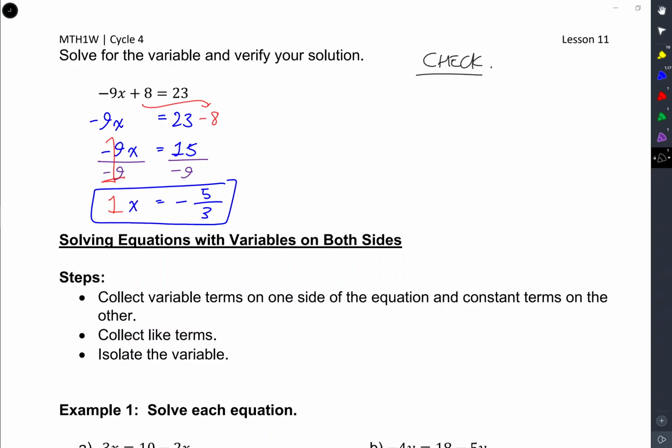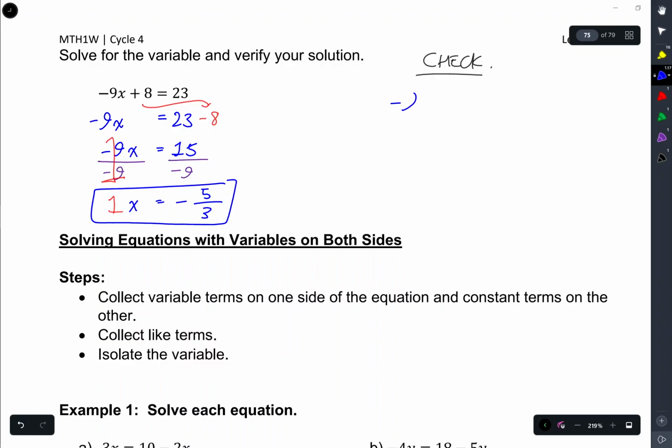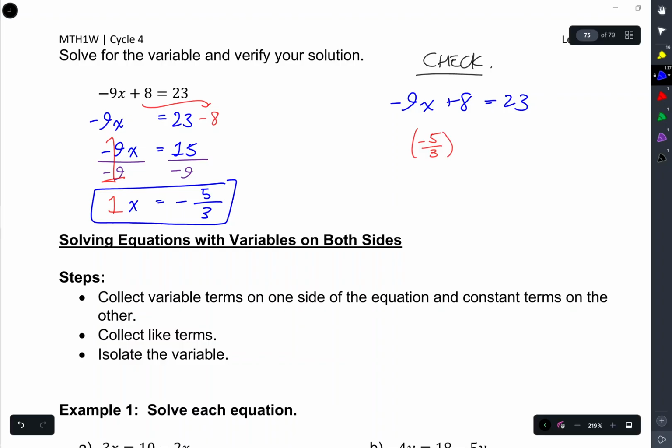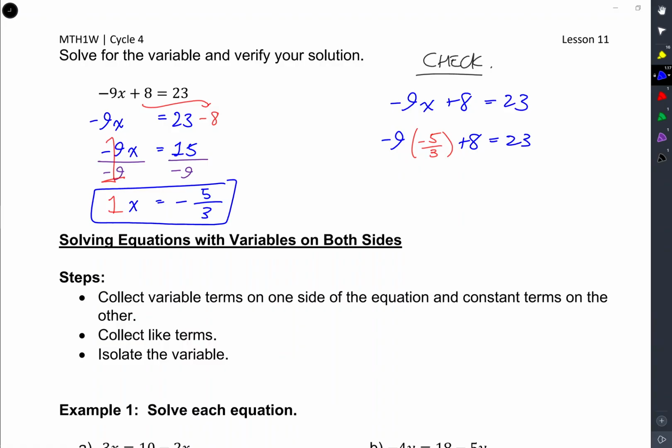So in order to do a check, we take the original equation, which was -9 times x plus 8 equals 23. If we think that x is -5/3, then wherever we see x, we want to substitute that value. And I'm always going to substitute in brackets, just so I remember what I want to do, and I don't lose any of the information, and it doesn't look like I subtract or something like that. So on the right is 23. We're going to leave that 23 there. On the left, we have -9 times -5 divided by 3.